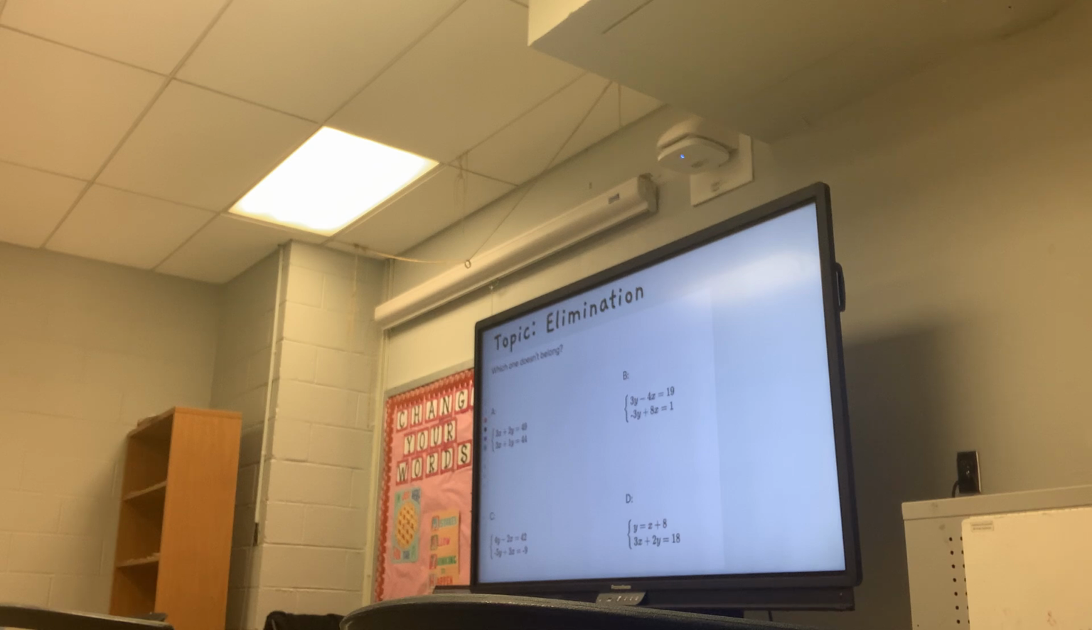How are we supposed to know it doesn't belong? That's totally up to you. Your job is to find out which one you think doesn't belong. Are we supposed to solve it? No, you can if you want. But which one out of these four just looks different than the rest?